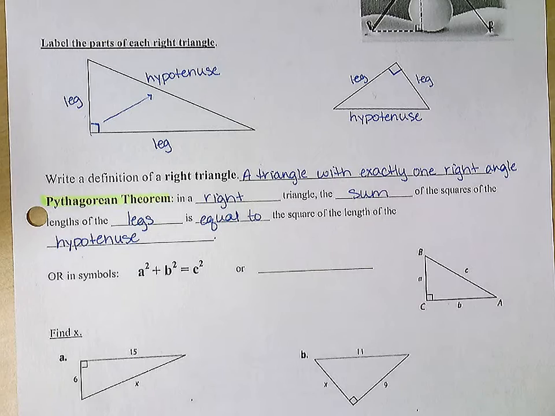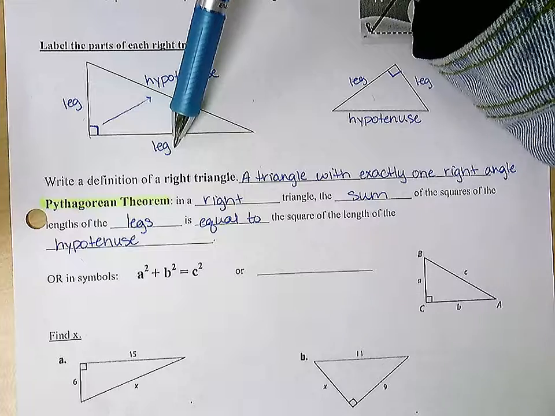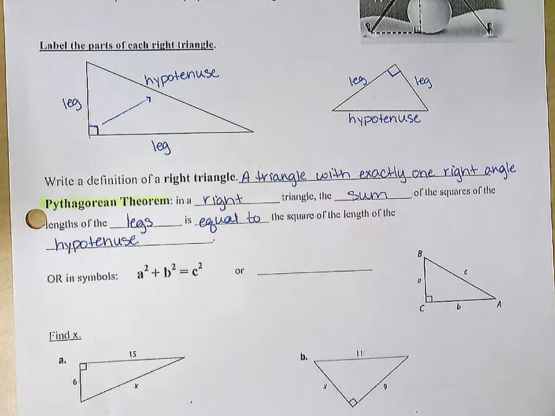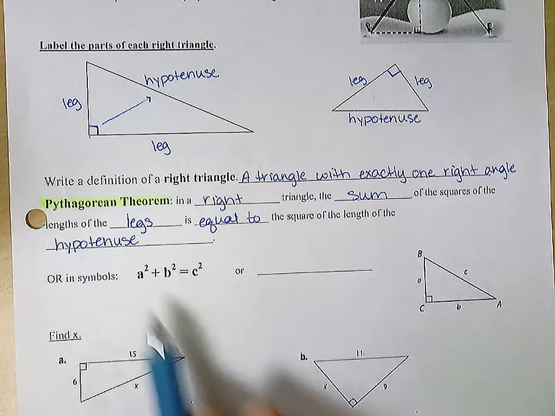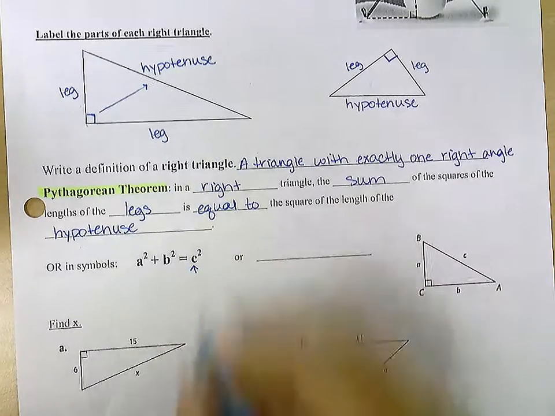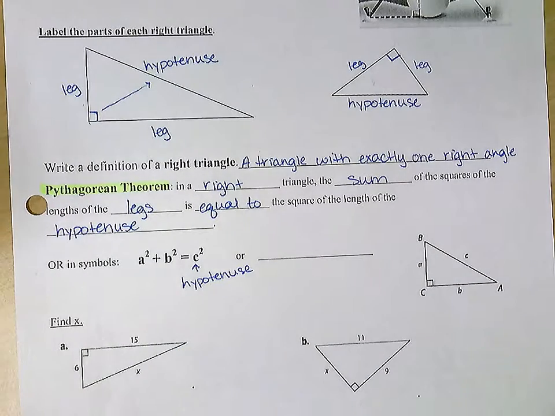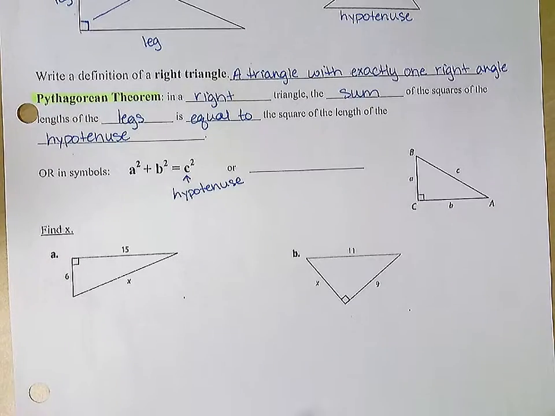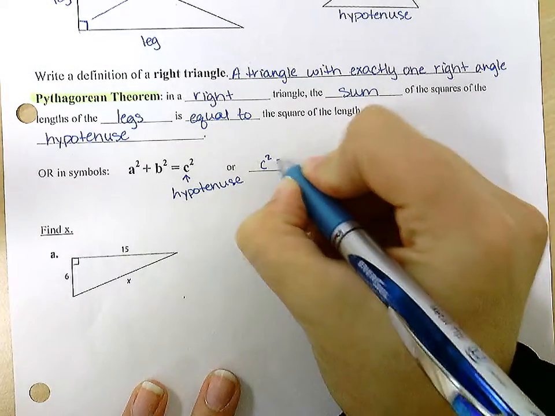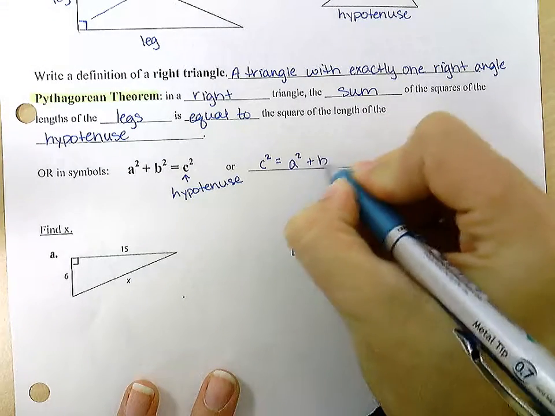So you can square both of your legs. Here I labeled the legs. Square both of your legs, add them together, and it should be equal to your hypotenuse squared. So that's where we have a squared plus b squared equals c squared, where c is always your hypotenuse. That c value should always be your hypotenuse, which is your longest side. Or if you want to start with your hypotenuse, you can. So c squared will also equal a squared plus b squared.